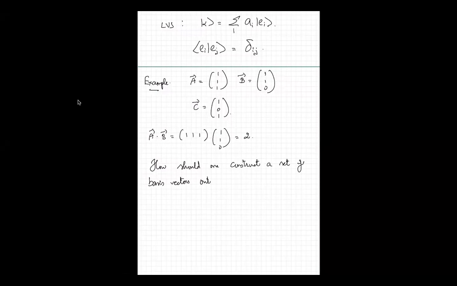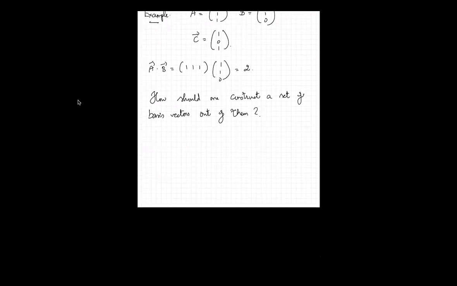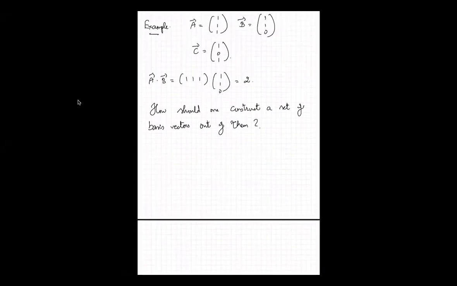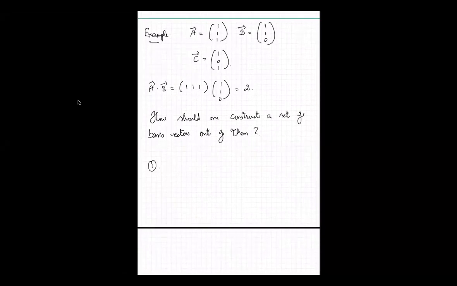Suppose I'm in a three-dimensional vector space, and I give you these three vectors and I ask you, why don't you make a bunch of basis vectors out of it? There is a very specific procedure you can follow. Step 1: take the first vector, A vector, and normalize it.